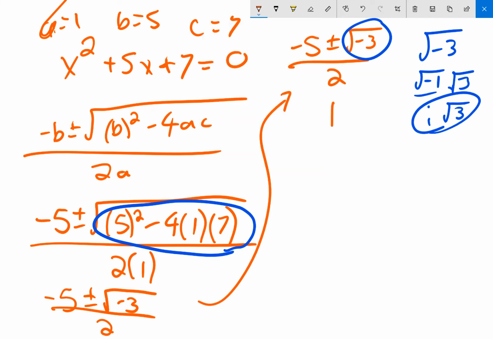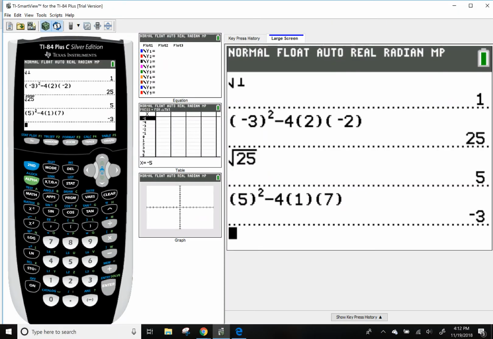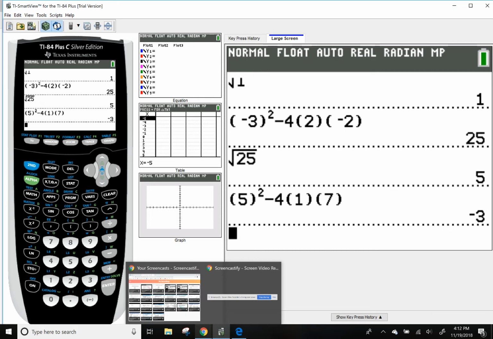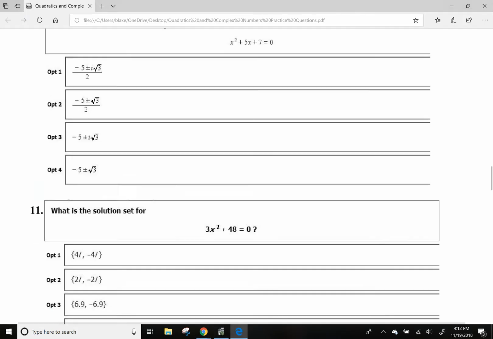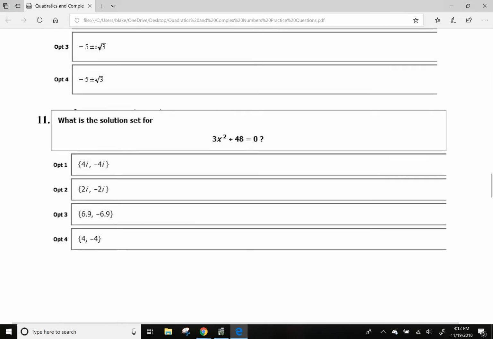So when I write my problem back down, I still have -5 plus and minus, but instead of this, I'm going to have i square root of 3 over 2. And nothing there is going to reduce, so that should be my final answer. So I'll let you figure out which one of the answer choices it is, but yeah, there it is. Oh, well, I guess the answer choice is kind of there.